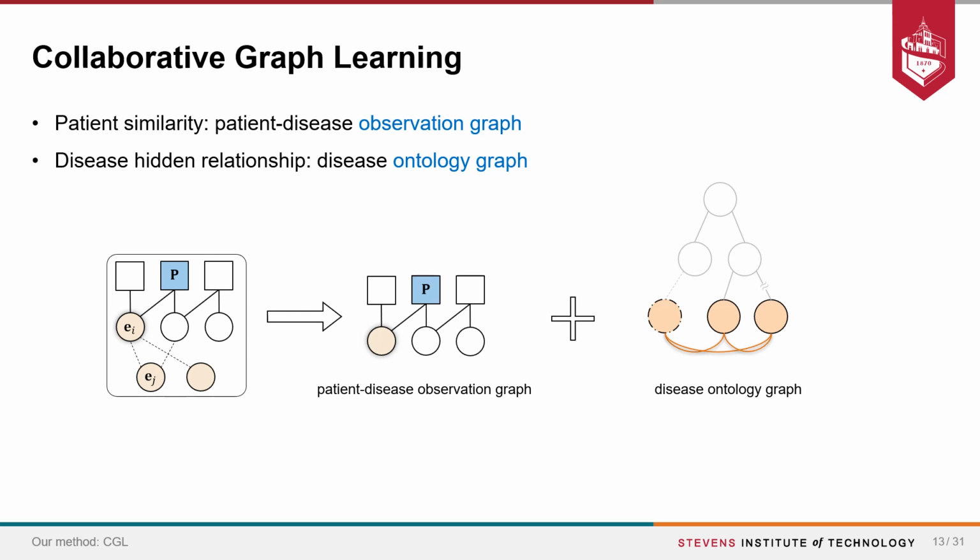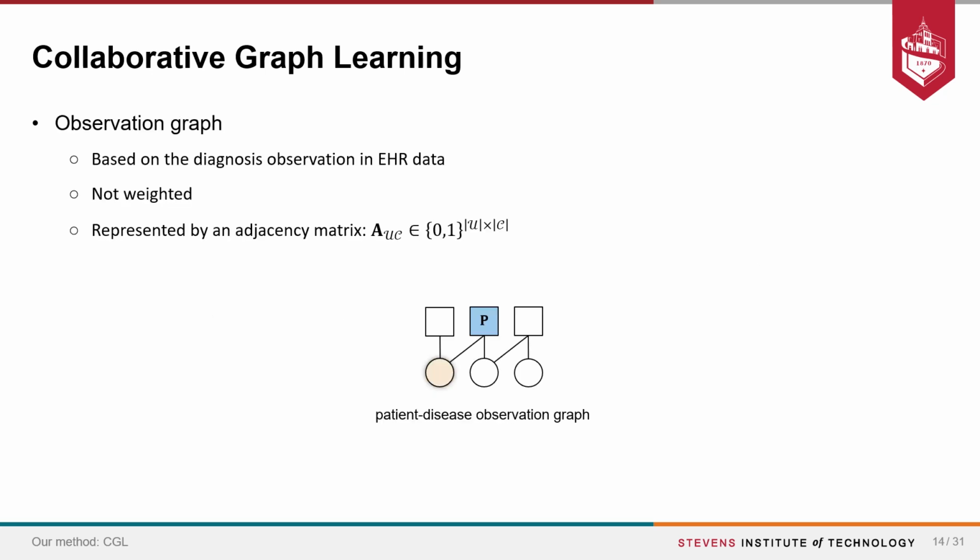Then we create a collaborative graph to explore the patient similarity and disease hidden relationship as mentioned before. The graph contains a patient disease observation graph and a disease ontology graph. For the patient disease observation graph, we create it based on the EHR data. The nodes are patients and medical codes. If a patient has been diagnosed with a medical code, we create an edge for them. This graph is represented by an adjacency matrix AUC. In this way, patients with similar diagnoses will have similar connections.